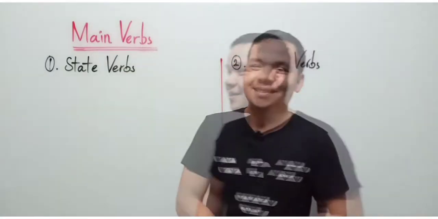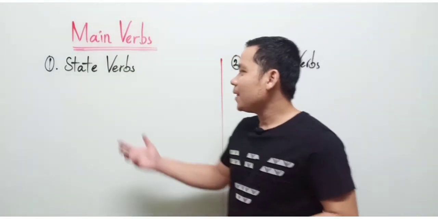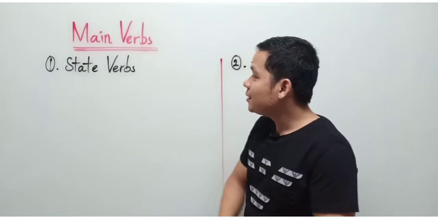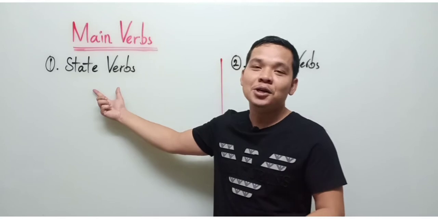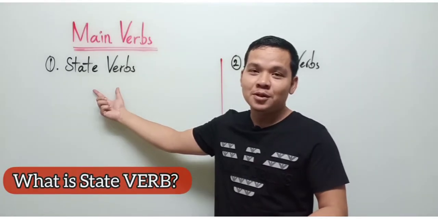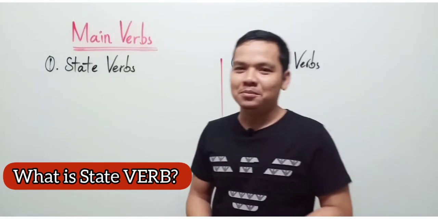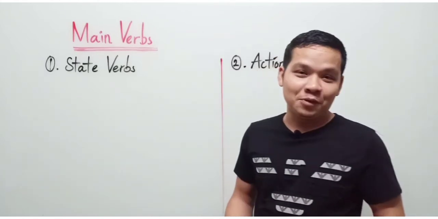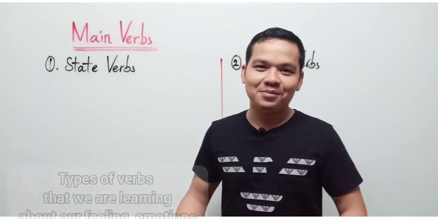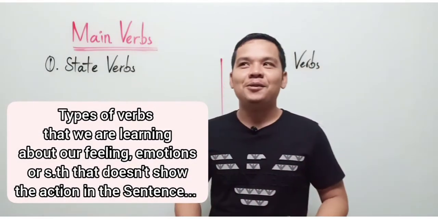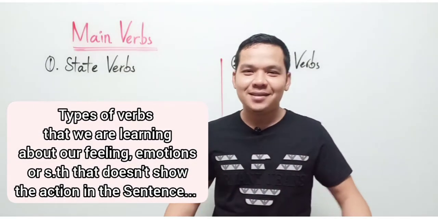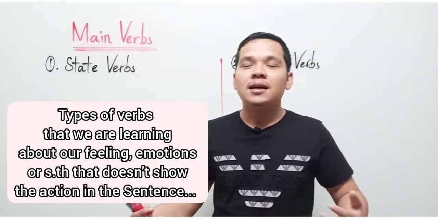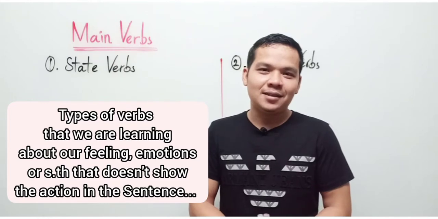Let's watch it. Yes, everyone, you can see number one, state verb. I want everyone to learn a simple way to know about state verb. So what is state verb? Everyone, do you know state verb? Of course, when we're learning about state verb, you should know about feeling verbs: the types of verb that show feeling, emotion, or something that doesn't show the action in the sentence. So we call it state verb.